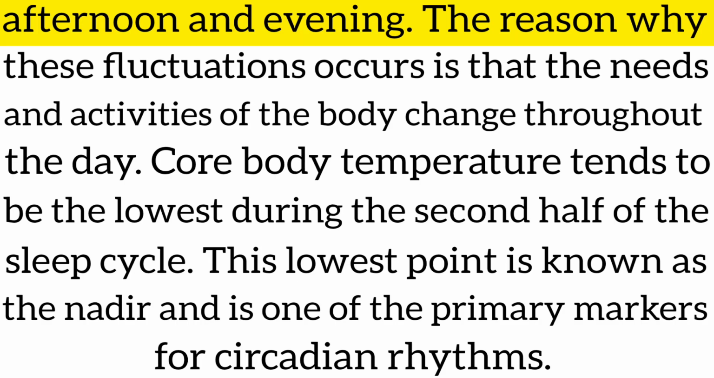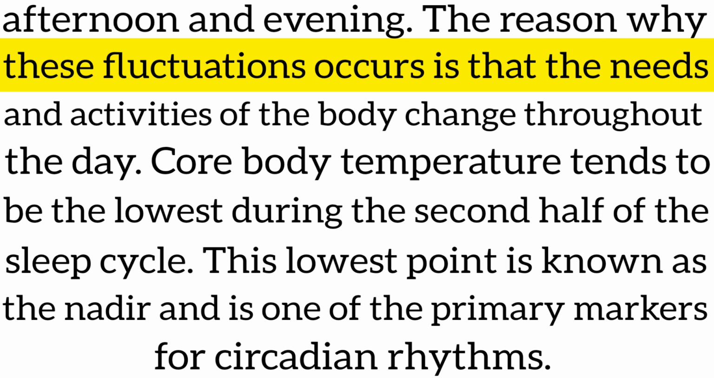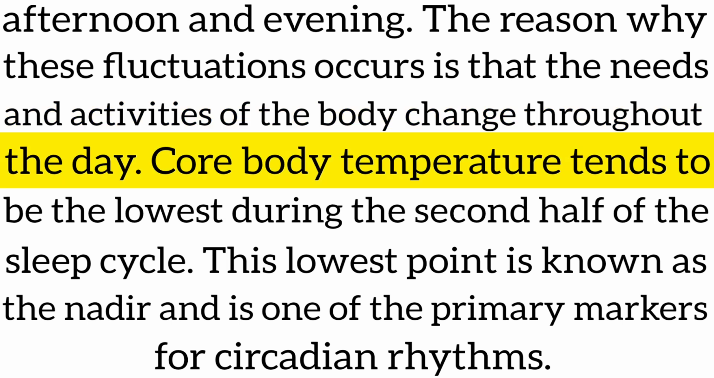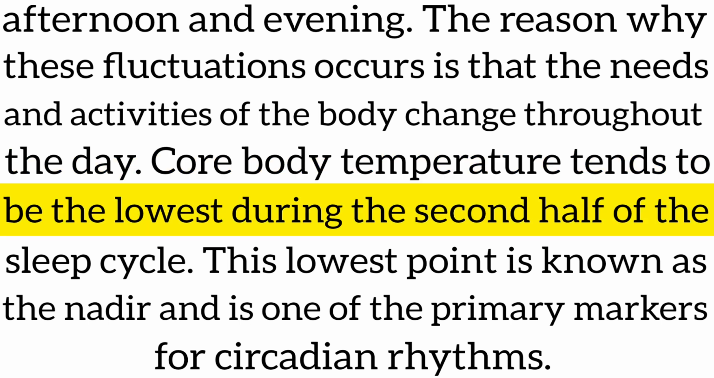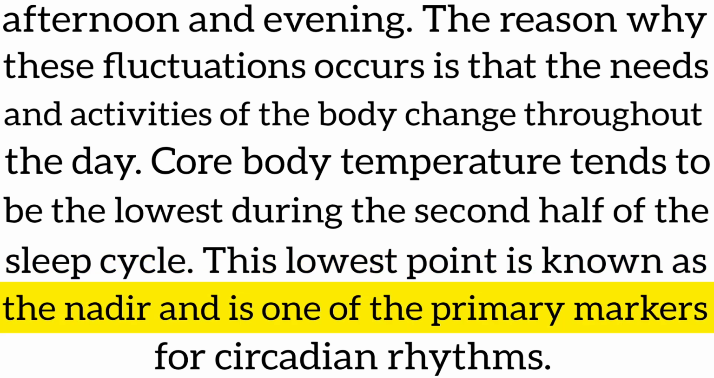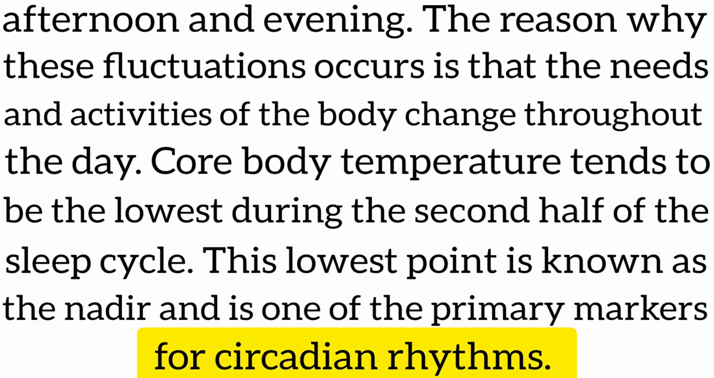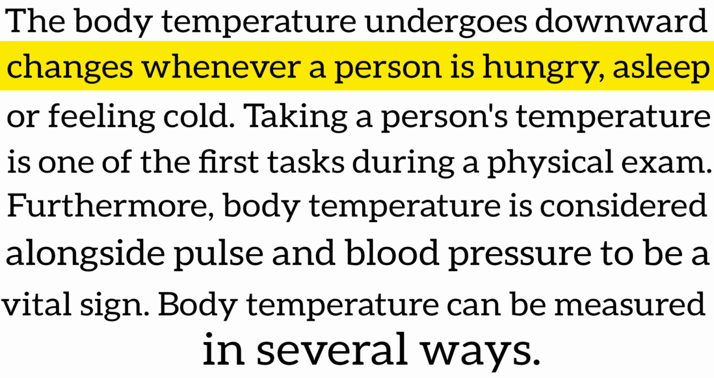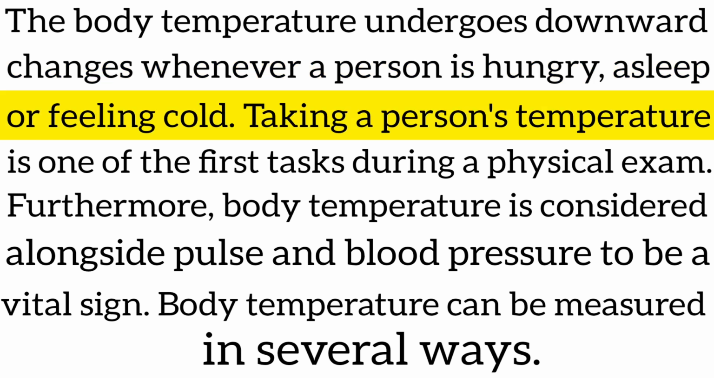The reason why these fluctuations occur is that the needs and activities of the body change throughout the day. Core body temperature tends to be the lowest during the second half of the sleep cycle. This lowest point is known as the nadir and is one of the primary markers for circadian rhythms. The body temperature undergoes downward changes whenever a person is hungry, asleep, or feeling cold.